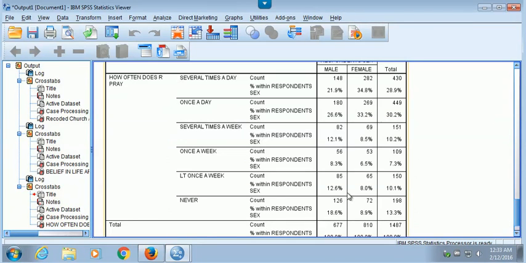So one could argue that gender or sex actually has a relationship with how often someone prays. Just knowing someone's sex or gender can predict how often they pray. It doesn't mean it's a one-for-one prediction. It doesn't really mean that if you're a woman, you're going to pray at least once a day. But we can say women in general are more likely to pray at least once a day when they're compared to their male counterparts.